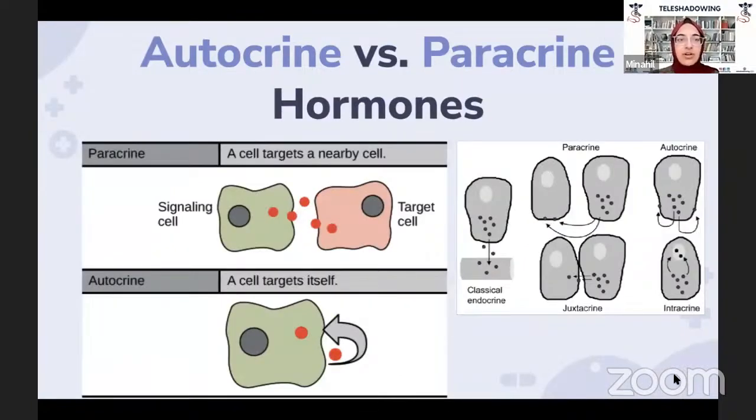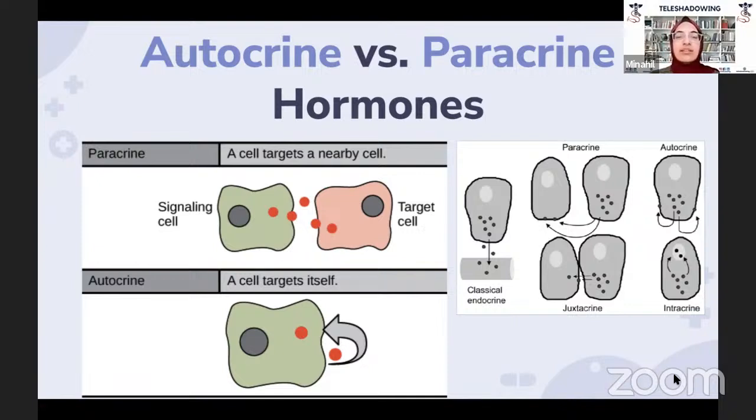In terms of autocrine and paracrine, I remember also learning juxtacrine when I was studying for my MCAT. So this is very high yield for the MCAT. You need to know the differences between paracrine, autocrine, and also juxtacrine. Basically, a paracrine hormone targets from one cell to another cell without touching. You can think of it as like a Wi-Fi network of how the cell releases molecules or hormones to a target cell to communicate with it.